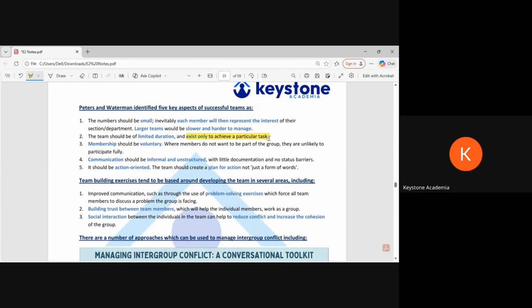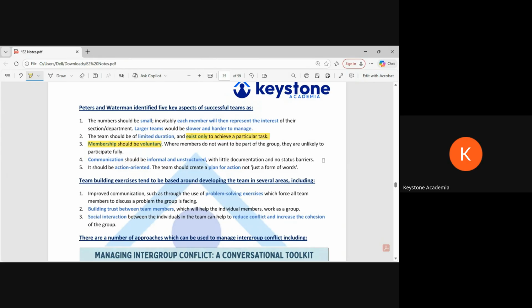Then third, membership should be voluntary. Where members do not want to be part of the group, they are unwilling to participate fully. We can discuss this about voluntary. Then communication should be informal and unstructured with little documentation, no status bar. So therefore, many companies do team outings. Every department goes out. They want to be informal. They have team dinner, team lunch. You guys must be traveling for that, isn't it?